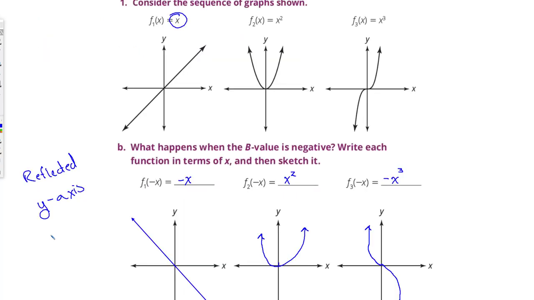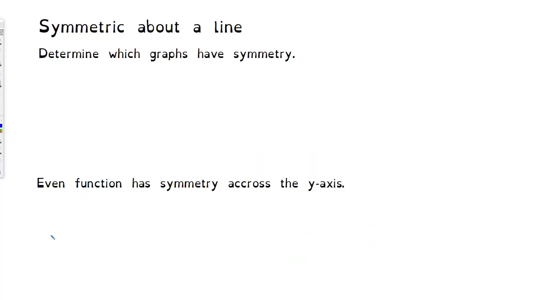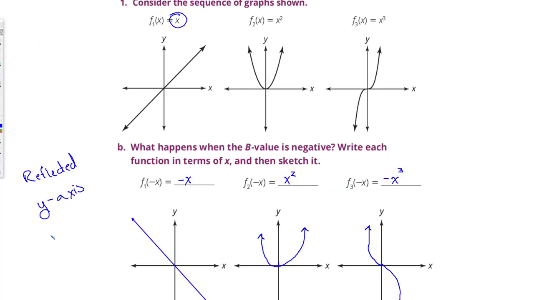The next question asks you to determine which graphs have symmetry. Which of these graphs have symmetry? What does symmetry mean? The same on both sides. Or it can be folded. So would that be x and x squared?